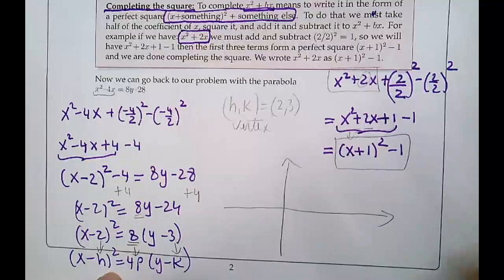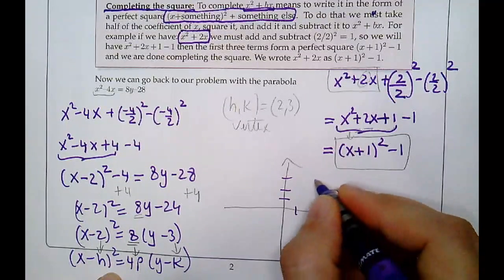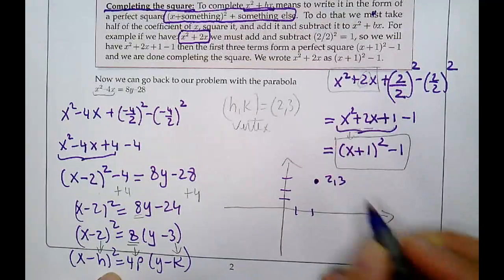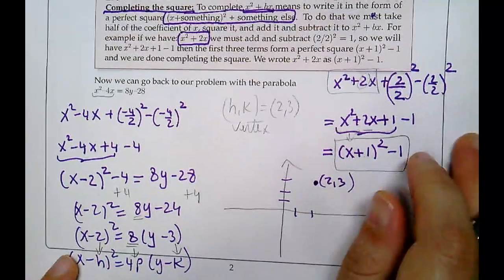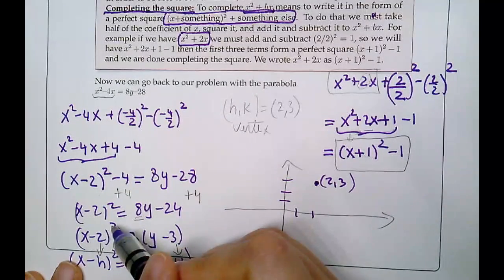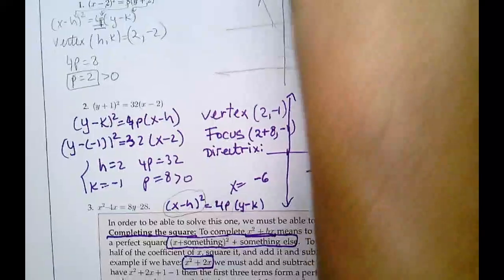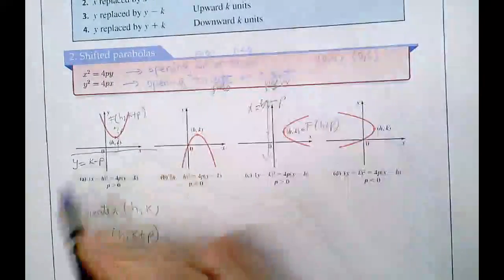The vertex is at (2, 3), so 2 for x, 3 for y. So this is the vertex, (2, 3). And then this is of the type x squared, right? The x term is squared. So it's going to be of this type.